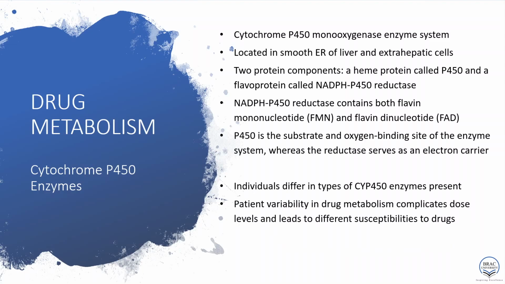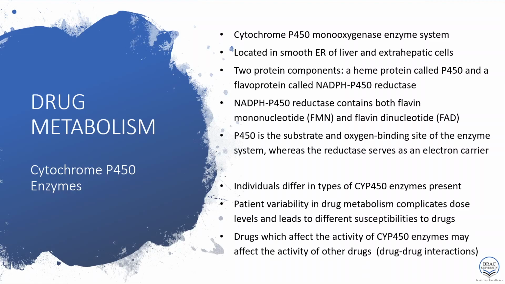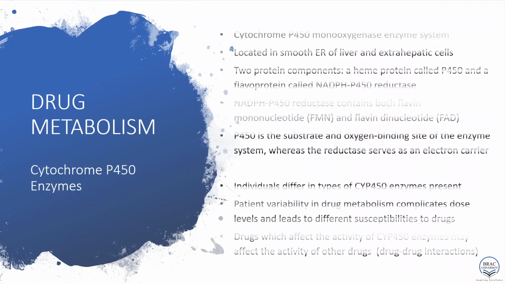I mentioned that patient variability in drug metabolism complicates dose level. Dose adjustment is required in fast or slow metabolizers, which leads to different susceptibilities to drugs. It may also affect the activity of other drugs. If a drug induces or suppresses the P450 system, this would likely interfere with the metabolism of other drugs if we take them concomitantly. This will result in drug-drug interactions.